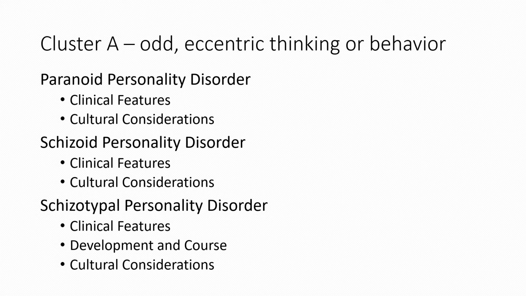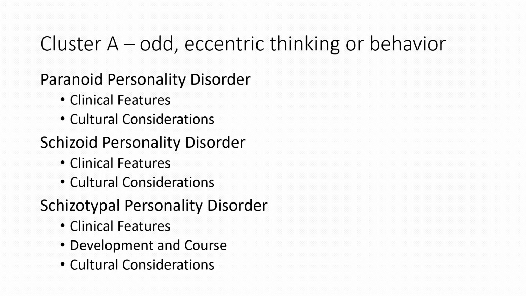Clinical features: there may be odd behavior or magical thinking that influences behavior and is inconsistent with subcultural norms. Unusual perceptual experiences, including bodily illusions, odd thinking and speech, suspicious or paranoid ideations, inappropriate or constricted affect, and behavior or appearance that is odd, eccentric, or peculiar. There is a lack of close friends or confidants other than first-degree relatives, and excessive social anxiety that does not diminish with familiarity and tends to be associated with paranoid fears rather than negative judgments about the self.